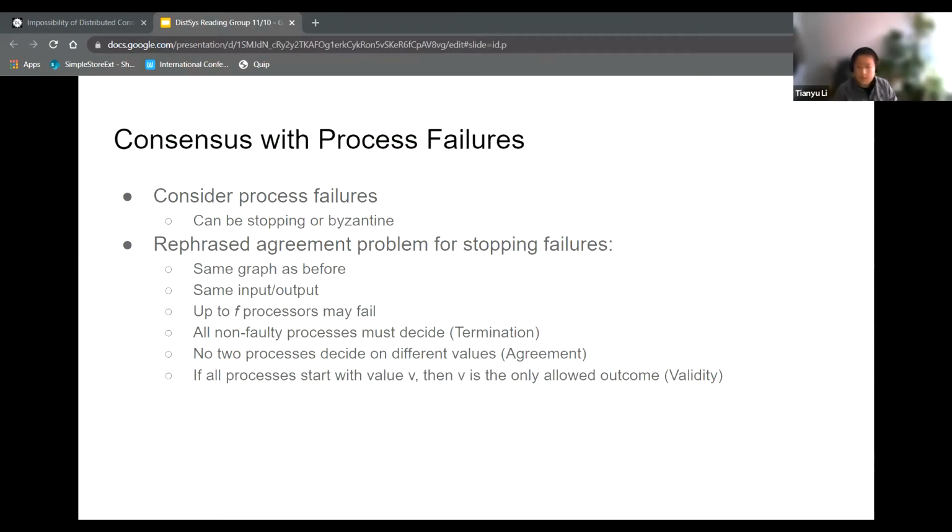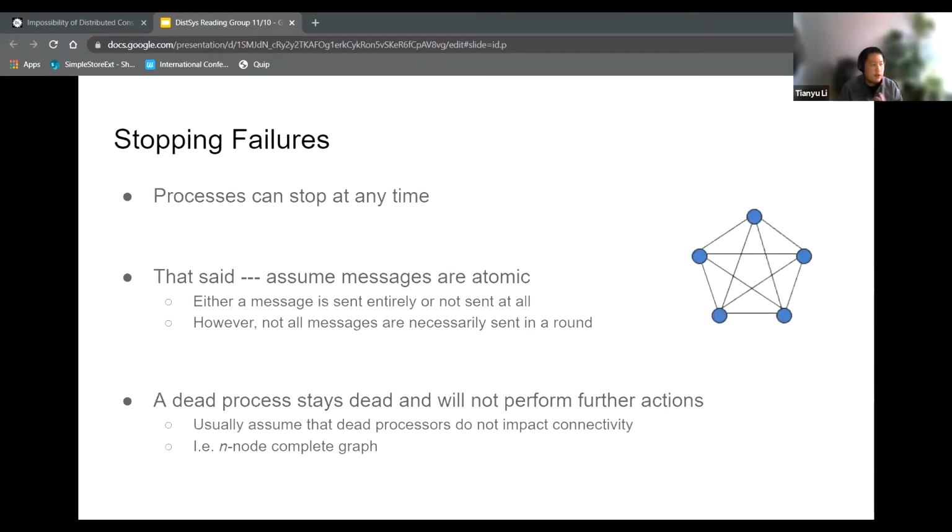But note that very strongly, agreement and validity remain the same, right? So even if a process fails, that doesn't mean it gets to decide on a different value than the rest of the cluster. If the process decides before it fails, we have to stick by that agreement. That's at least for stopping failures. So what do I mean by stopping failures? Well, processes can stop at any time, in the middle of a round, before a round, or after a round.